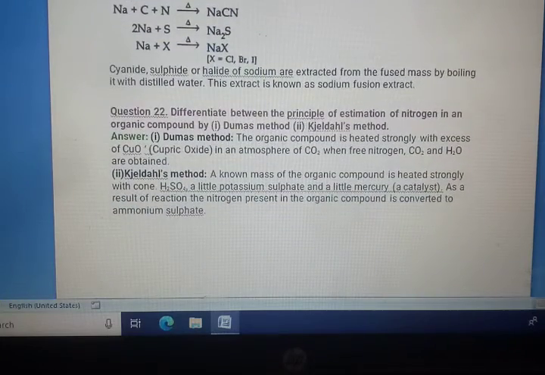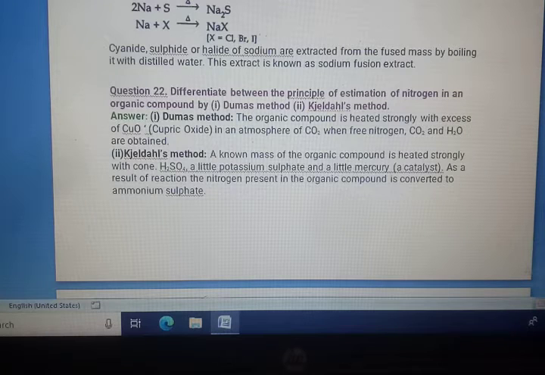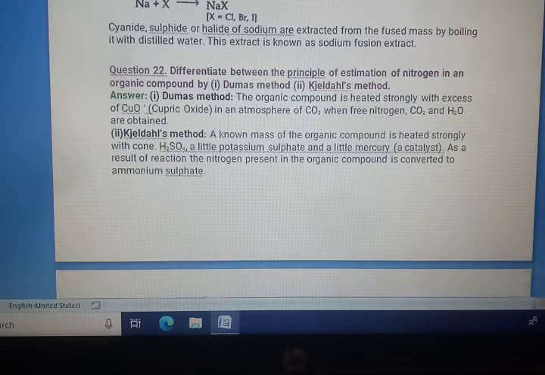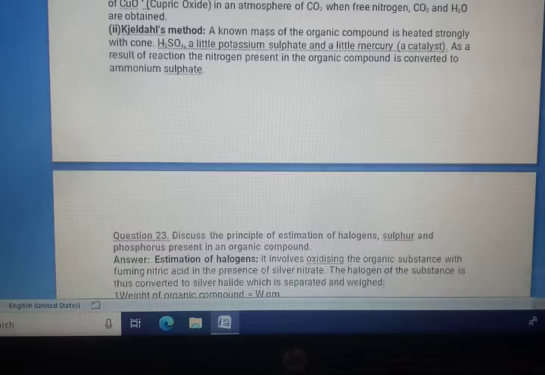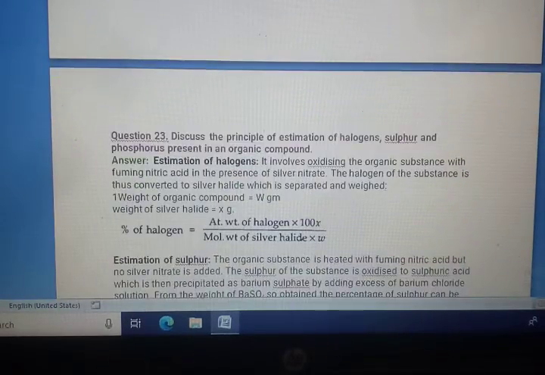Differentiate between the principle of estimation of nitrogen in an organic compound by the Dumas method and the Kjeldahl method. With the help of both these methods, we can calculate the nitrogen by volumetric analysis. In the Dumas method, the organic compound is heated strongly with excess of cupric oxide in an atmosphere of carbon dioxide, when free nitrogen, carbon dioxide and water are obtained. In the Kjeldahl method, a known mass of organic compound is heated strongly with concentrated sulfuric acid, a little potassium sulfate and a little mercury as a catalyst. As a result of this reaction, the nitrogen present in the organic compound is converted to ammonium sulfate. And I have given you both the formulas to write, right? So don't forget to write the formulas also here.